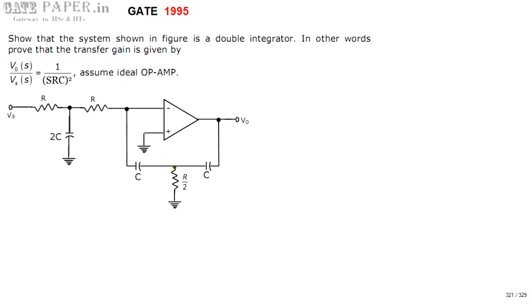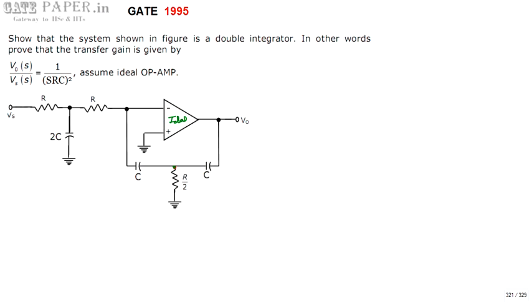That is, you are going to prove the transfer function of the given circuit, V0(s) by Vs(s), is equal to 1 by (sRC) whole square. Assume ideal op amp. It is given that the op amp is ideal.